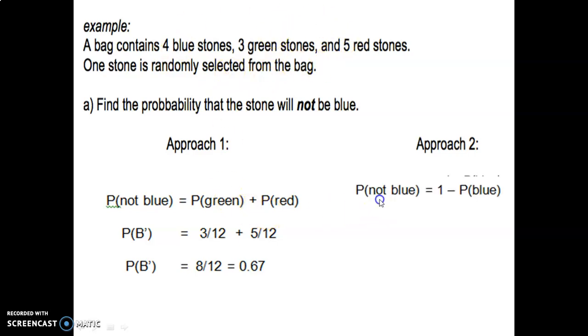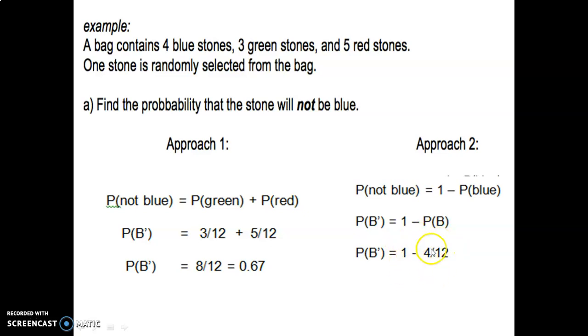But using complementary events is probably a better way, not in this case necessarily, but often it's a more efficient way to deal with probability. So not blue is the same as saying 1 minus it is blue, right? So probability of not blue is 1 minus probability of blue, which is 1 minus, and the blue ones are 4, so 1 minus 4/12.